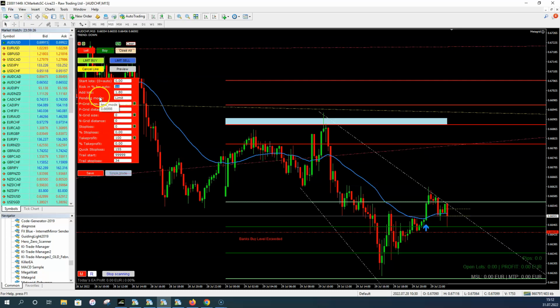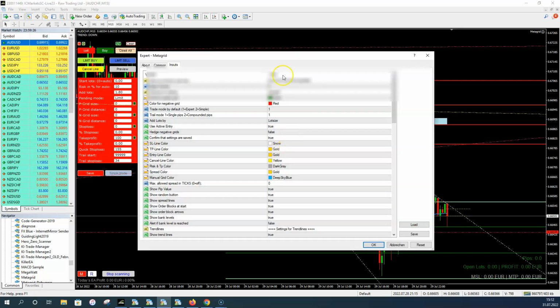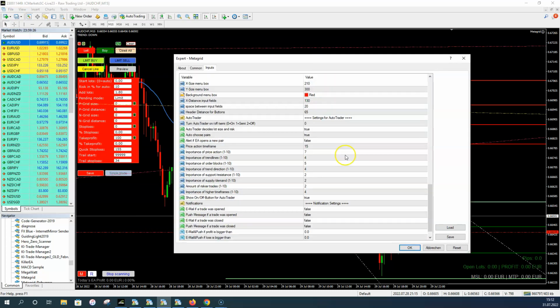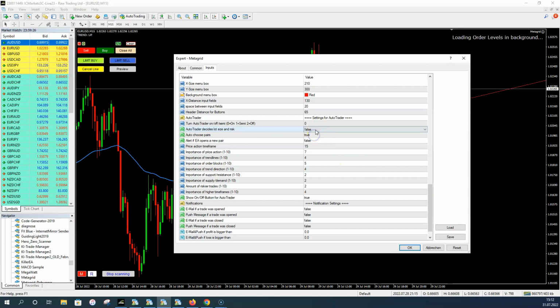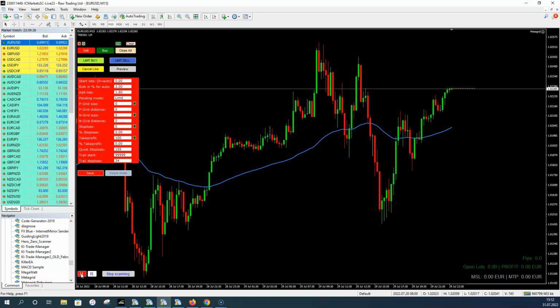Okay, this is the difference if you use, here in our settings, that the EA can decide by itself the lot size and risk. Then you have to tell the EA what your max risk in percent is that you want to go for. And if you have it set to false, like we had it by default, then this is a static, more or less static lot size.